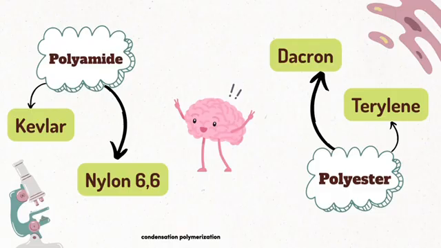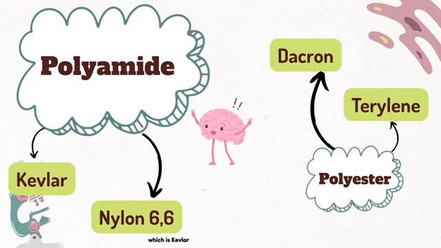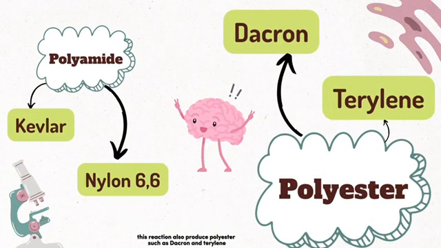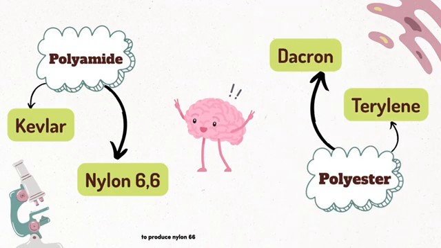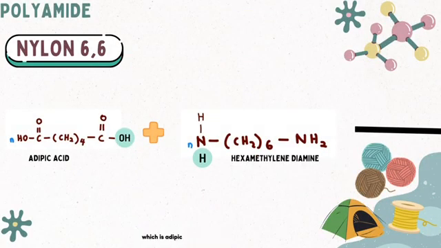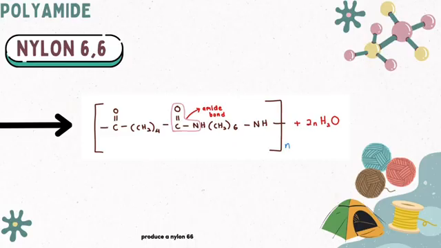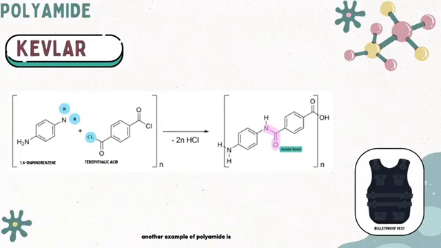Condensation polymerization will produce polyamides, which are Kevlar and nylon 66. This reaction also produces polyesters such as Dacron and terylene. To produce nylon 66, we have two monomers, which are adipic acid that contains a carboxyl group and hexamethylene diamine that contains an amine group. OH will be removed from the carboxyl group and one hydrogen will be removed from the amine group to produce nylon 66 that contains an amide bond. Another example of polyamide is Kevlar.